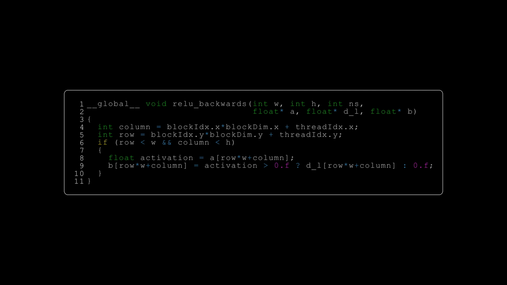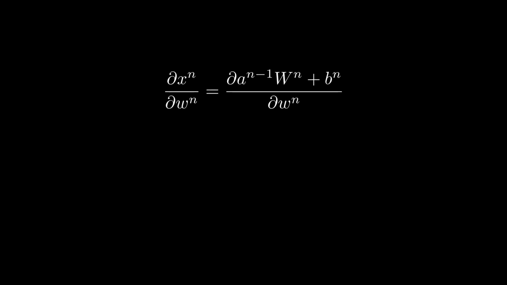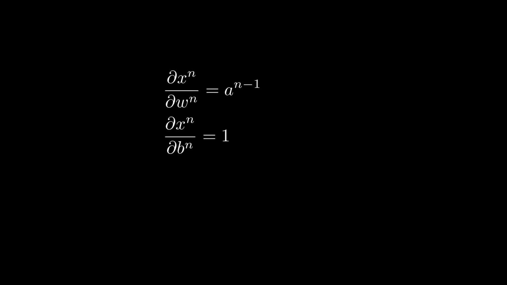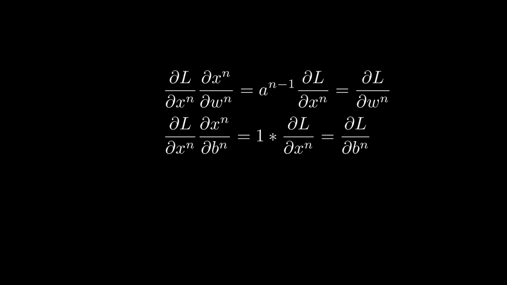The final piece of the puzzle will be calculating the amount of error in our weights and biases. We can do that by first using our expression for the output of a layer, and then taking its derivative with respect to the weights, as well as the biases. And by using our previously calculated derivative of the loss with respect to the outputs of that layer, as well as the chain rule, we can calculate the error in our weights and biases.